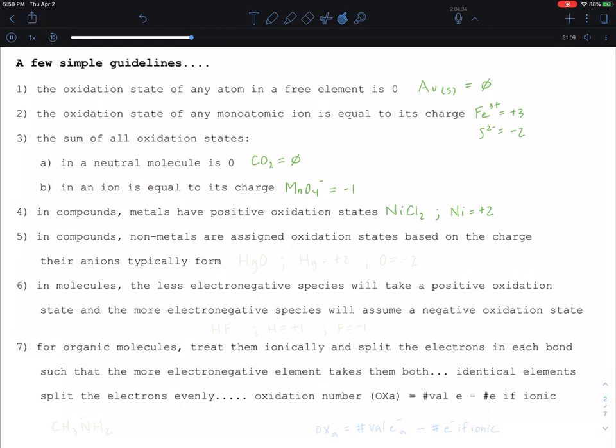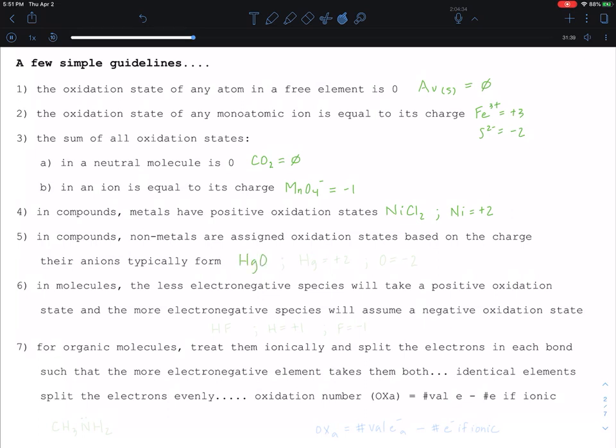Chloride typically will take on a negative one oxidation state because chloride has a negative one charge. Chlorine can accept one electron to fill that subshell, and so it's typically going to form chloride, which is negative one. So I used that information to solve for the oxidation state of the nickel in the previous example.